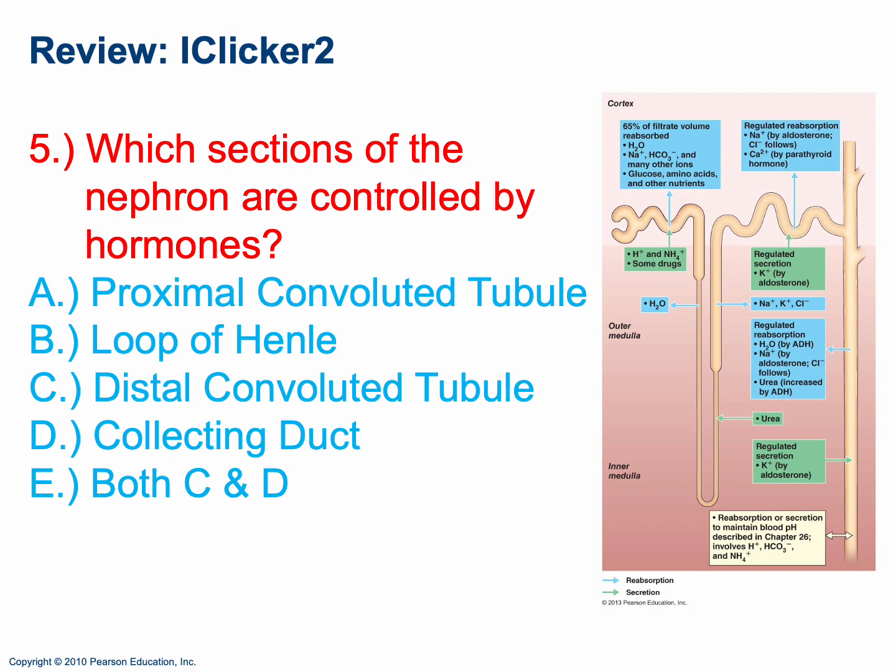Number 5, which sections of the nephron are controlled by hormones? All right, and the correct answer here would be choice letter E. Both C and D would be correct. The distal convoluted tubule and the collecting duct. So very good.